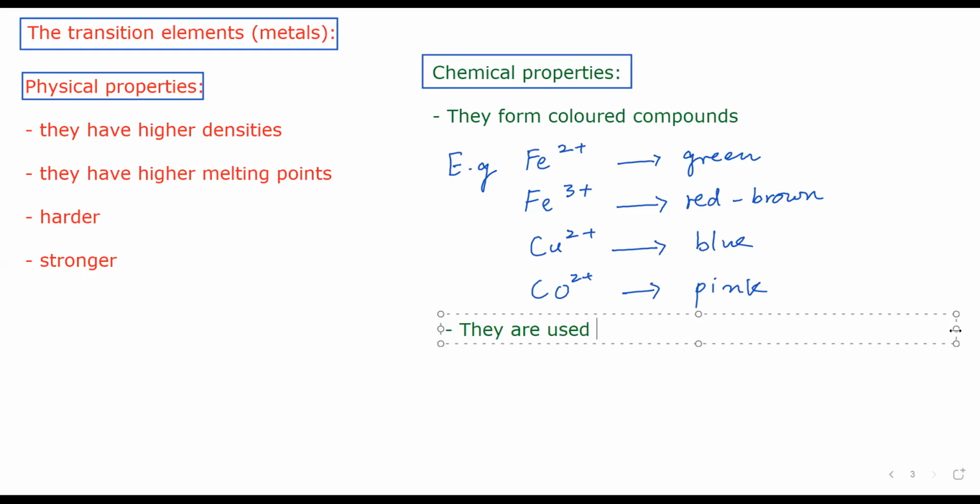Yes, this is a very good point. They're used as catalysts. What does it mean, even though they are expensive metals? We know that platinum and gold fall under this section. But what is a catalyst?